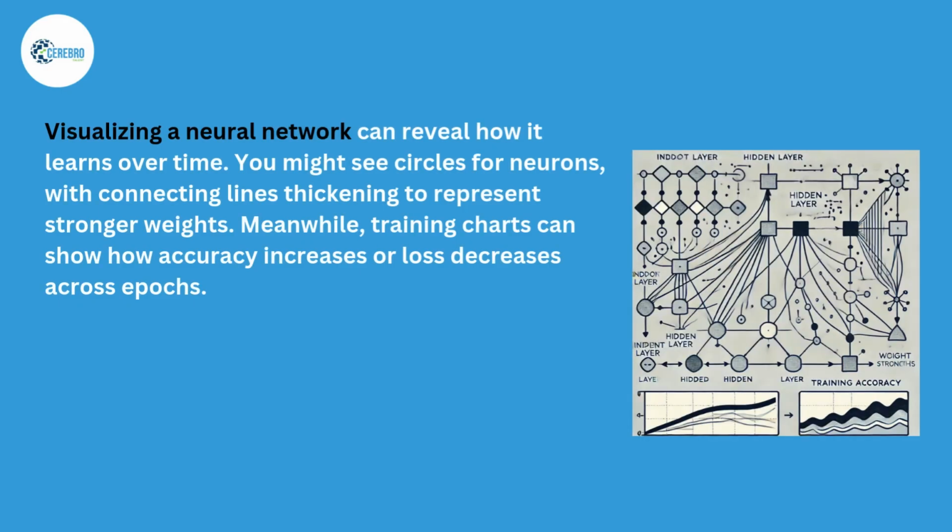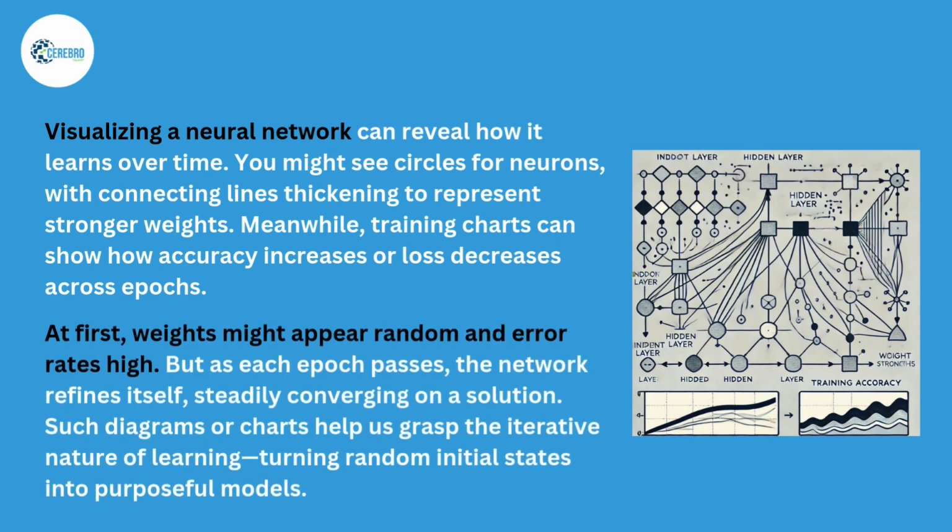Visualizing a neural network can reveal how it learns over time. You might see circles for neurons, with connecting lines thickening to represent stronger weights. Meanwhile, training charts can show how accuracy increases or loss decreases across epochs. At first, weights might appear random and error rates high, but as each epoch passes, the network refines itself, steadily converging on a solution. Such diagrams or charts help us grasp the iterative nature of learning, turning random initial states into purposeful models.